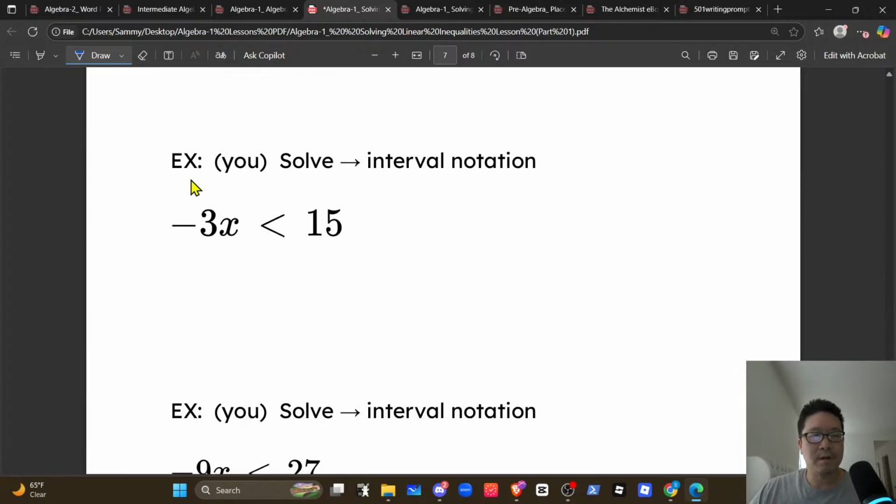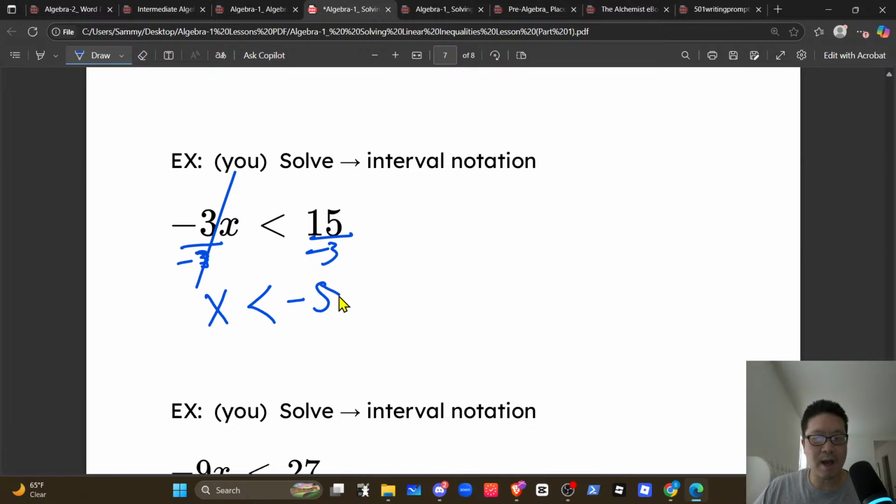Let's try another one. Here we have negative 3x is less than 15. Again, let's isolate x. We're going to end up with x less than 15 divided by negative 3, which is negative 5. However, I've made a mistake. Since we're dividing by negative 3, we're going to flip the inequality sign from less than to greater than. So our answer is actually x is greater than negative 5. Okay?